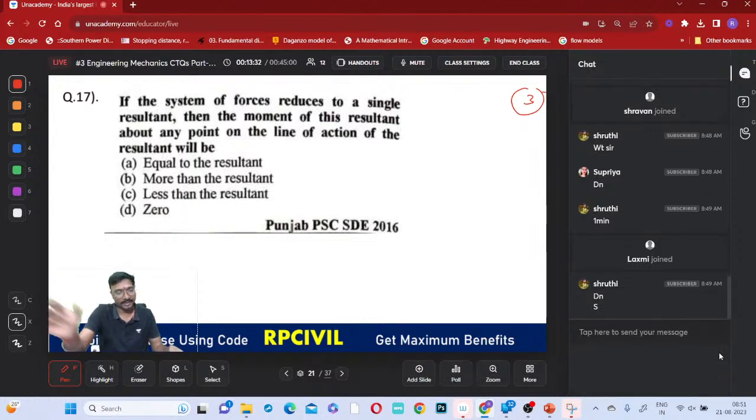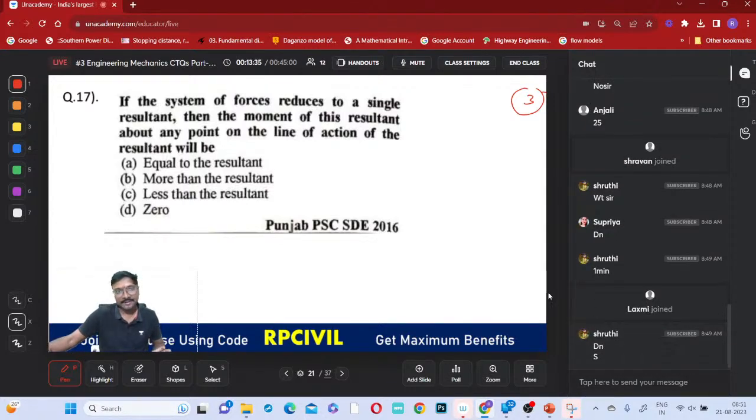Right. So here, what can you say? If the system of forces reduces to a single resultant, so there are many forces, and now all these forces are reduced to a single load. That is the resultant force.